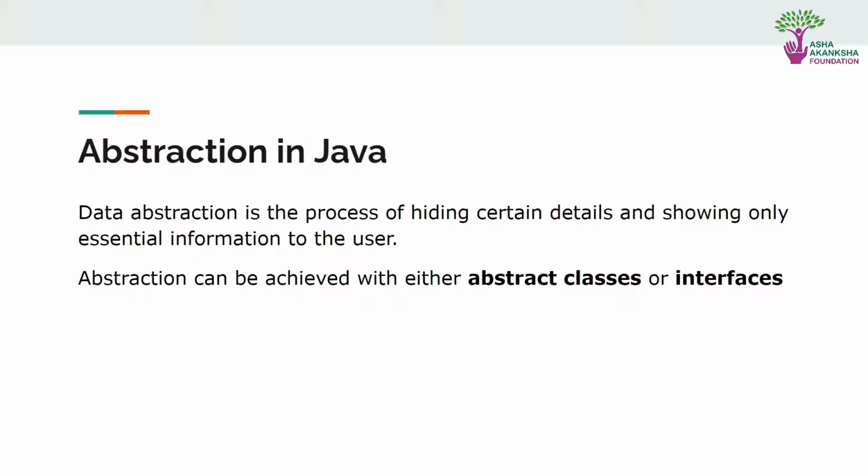You just know that you have a steering wheel, and if you go left, then the car will go left. You don't know the inner workings of the car. So that is abstraction. The user doesn't need to know how the thing works. The user just needs to do the work. Abstraction can be achieved with either abstract classes or interfaces. We'll now look into both of these one by one.